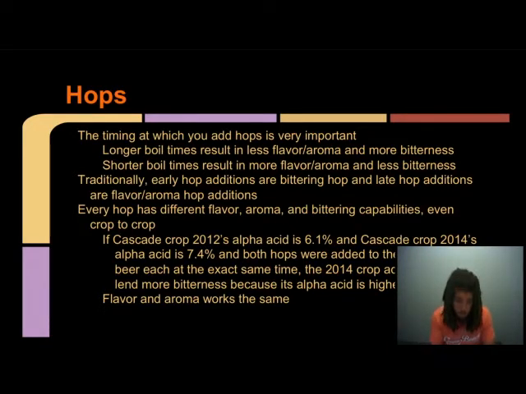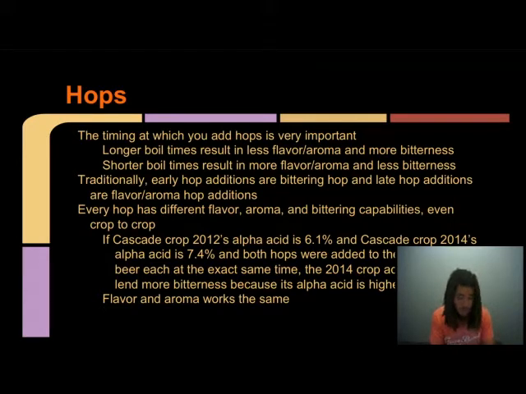Longer boil times result in less flavor and aroma and more bitterness. If you boil it for longer, you're going to get more bitterness out of it, less aroma and flavor. The longer you boil it, the more aroma and flavor you evaporate off. However, shorter boil times will result in more flavor and aroma and less bitterness. If you don't boil it for very long, you won't boil off the aroma and the flavor, but you also won't get a whole lot of bitterness. So, early additions, bitterness. Later additions, aroma and flavor. Traditionally, early hop additions are bittering hops, and late hop additions are flavor and aroma hop additions.